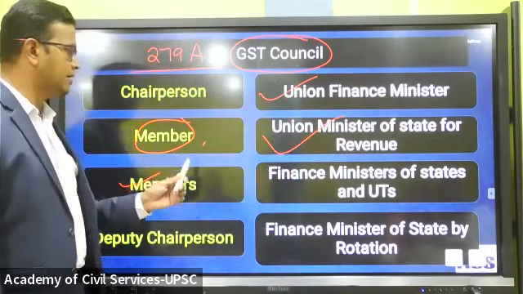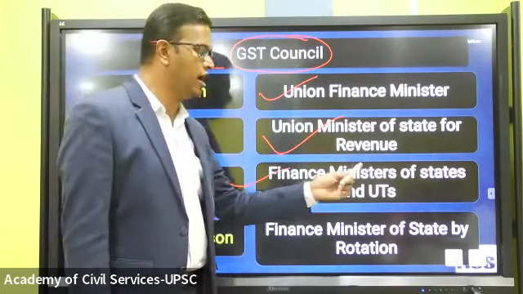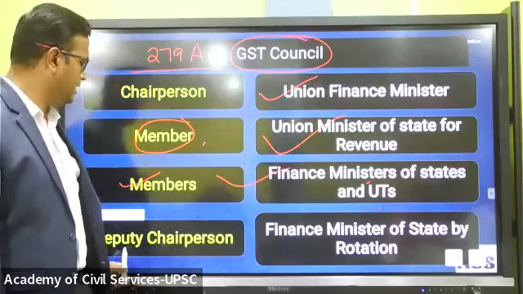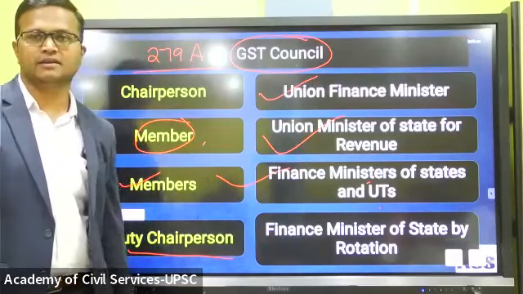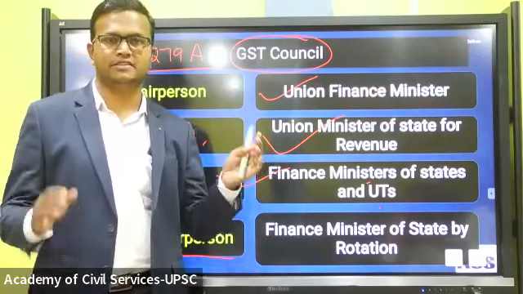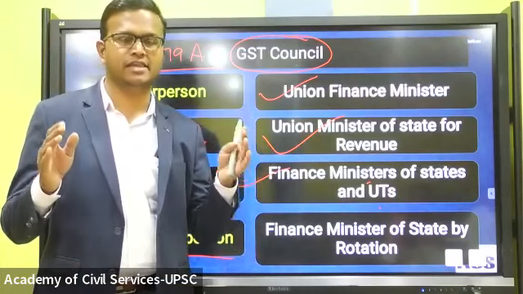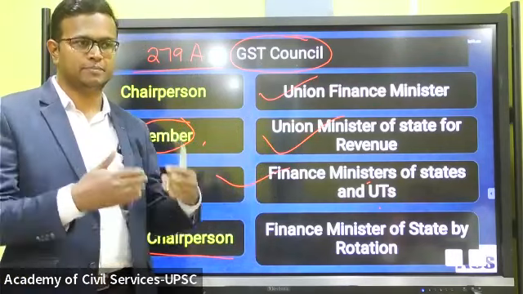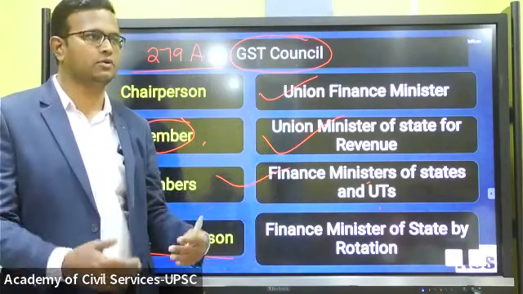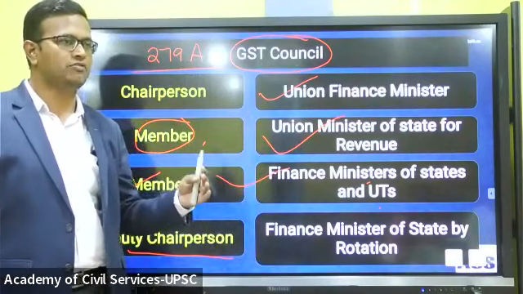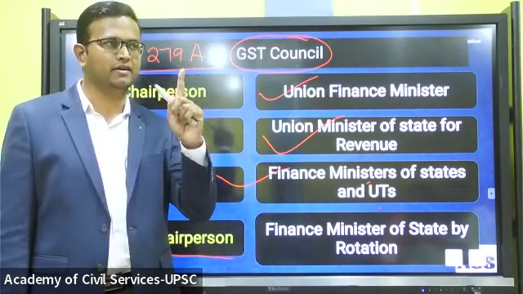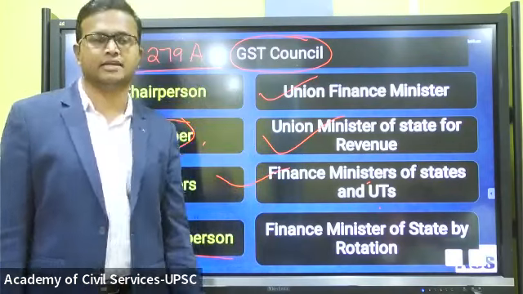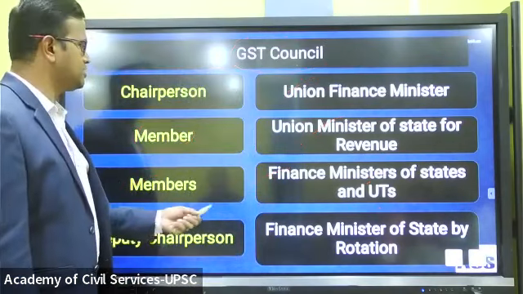Other members are the finance ministers of all states and union territories in India. And the deputy chairperson of the GST Council is the finance minister of any one state by rotation. Assam, Arunachal Pradesh, that way it will rotate through the finance ministers of each state for a period of 1 year. This year might be the Assam finance minister, next year it will go to another state's finance minister. This is the GST Council.